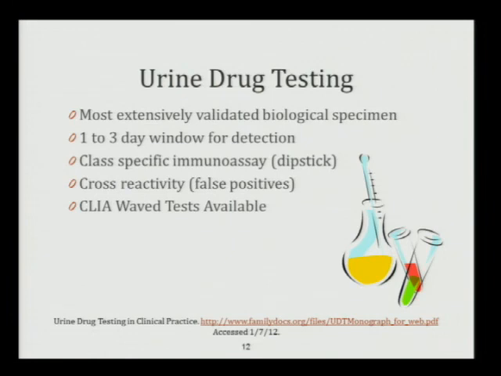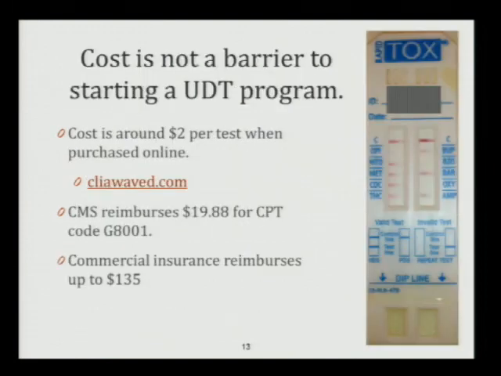Urine drug testing, you have a 1 to 3 day window for most medications that we're going to be prescribing. It's a class-specific immunoassay. There are lots of false positives that you have to be on guard for. If I get an unexpected result, I always send it to the lab for confirmation, especially if it's going to change therapy, like make me want to discontinue the medications or refer. There are CLIA-waived tests available.